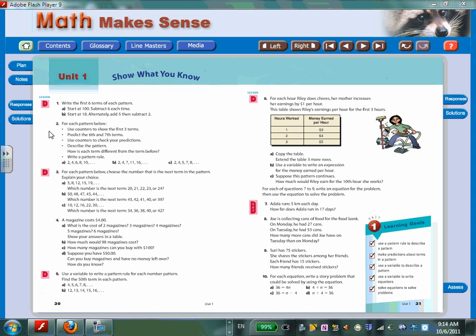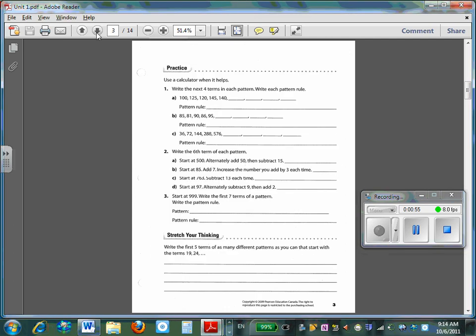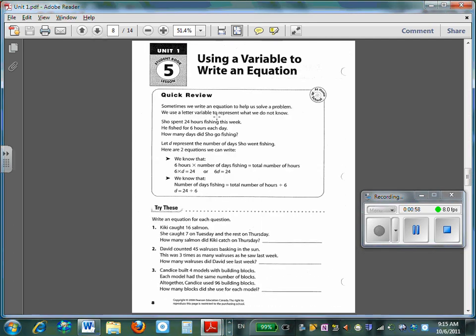Now, the reason that's important is, let's say you get to question number 5, says use a variable to write a pattern rule for each pattern number, and you can't remember how to do that. Well, one suggestion is go back into your math duotang, and in your math duotang you need to find lesson number 5. So here's lesson number 5. And the nice thing about these worksheets is that they have a quick review at the top that goes over what the lesson was. It gives you the key points of the lesson. Hopefully it will remind you how to do that lesson.